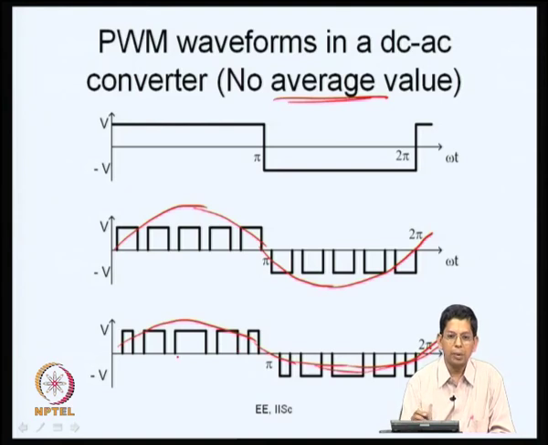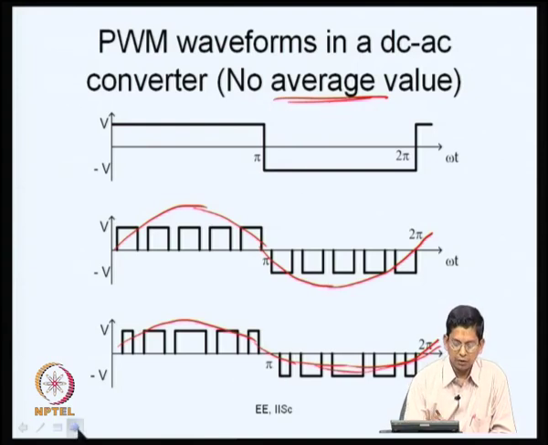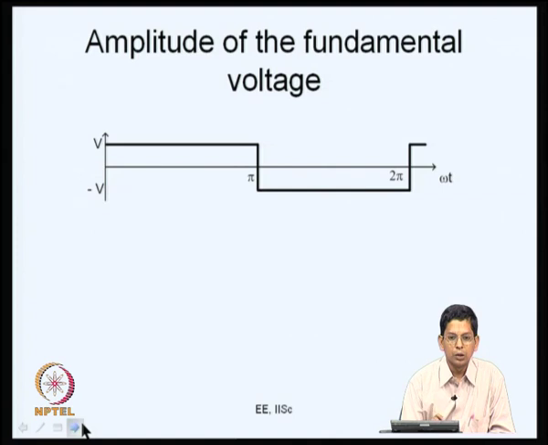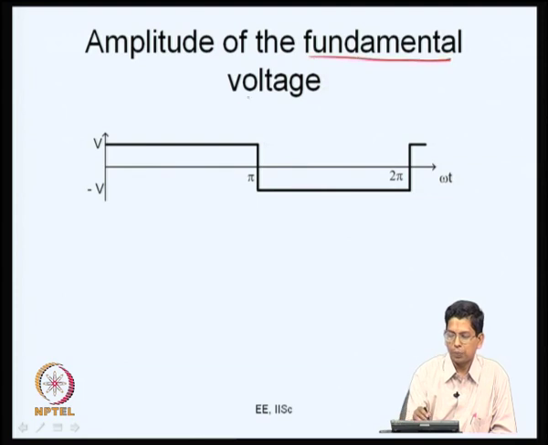You need to do a complete Fourier analysis to expand them as Fourier series to get the exact magnitudes. Going back to the Fourier series, these are examples that will have no average value now. The average is taken off, so there is no DC component. Let us look at the fundamental component now. We want to understand what is the amplitude of the fundamental voltage.